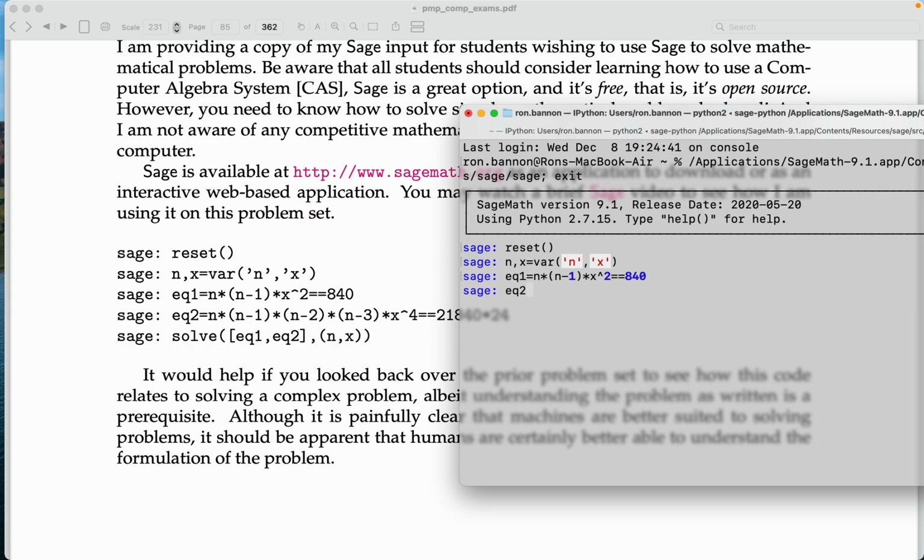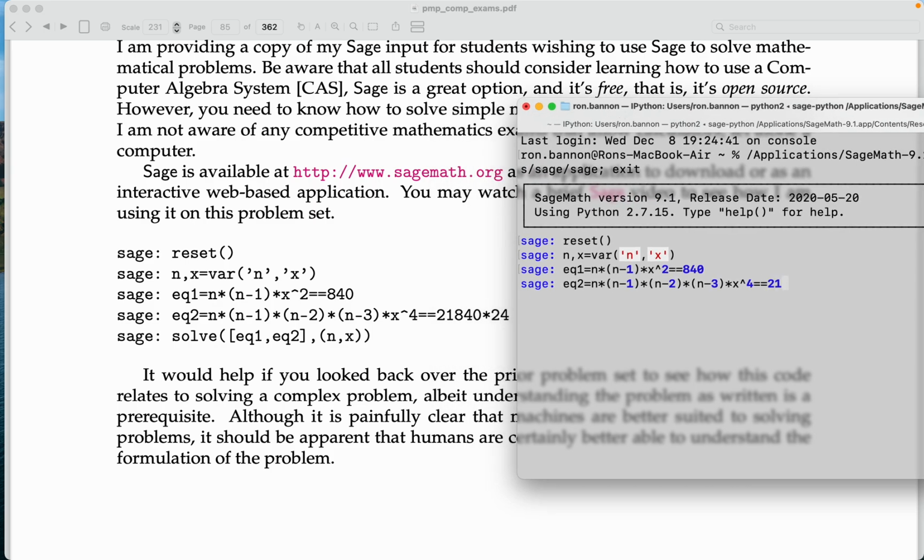I'm going to do equation 2 now. And I'm going to say n star n minus 1 star n minus 2. Whoops, made a mistake already, didn't I? So I noticed I looked up, by the way. n minus 2, n minus 3, star x to the 4, double equal sign. I gotta look at that number. Looks like 21840, star 24. Okay, I'm going to solve now, and let's see what happens.